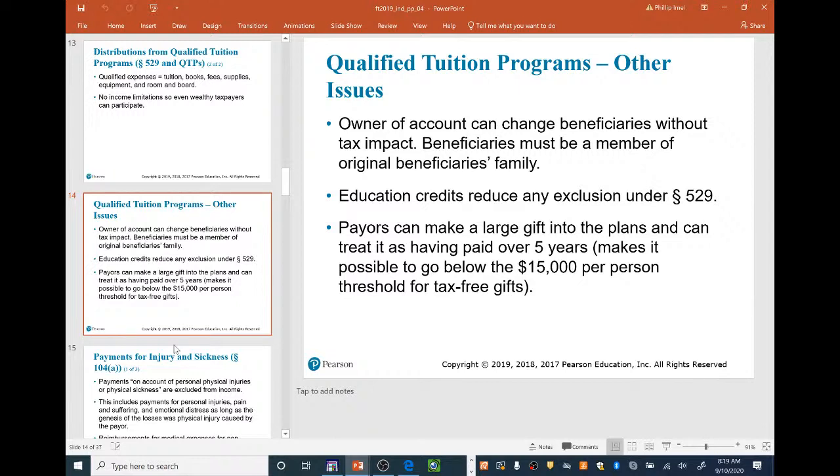Education credits reduce any exclusion under Section 529. Payers can make a large gift into the plans and can treat it as having been paid over 5 years. So, in other words, it makes it possible to go beyond the $15,000 per person threshold for tax-free gifts. So that's also nice.